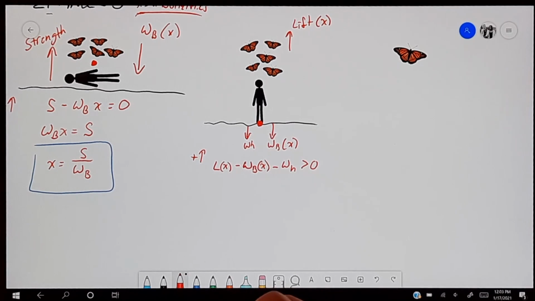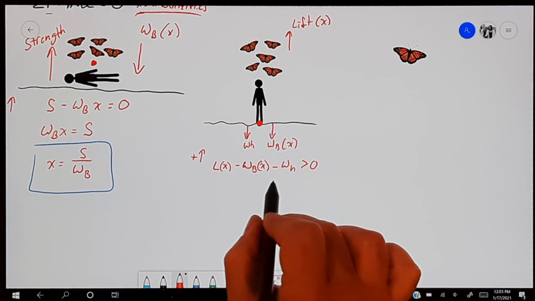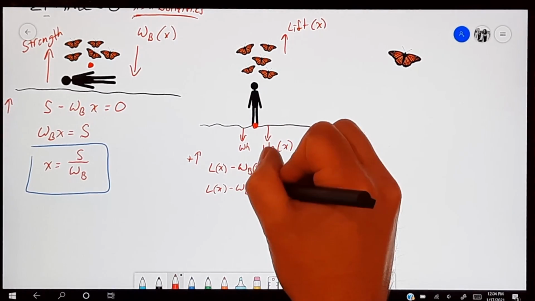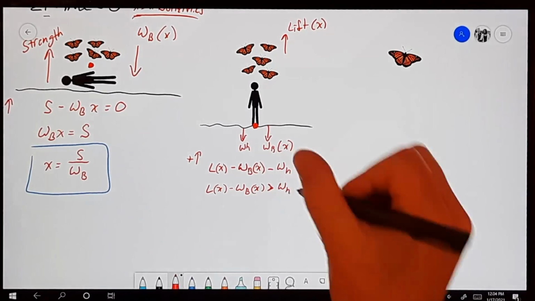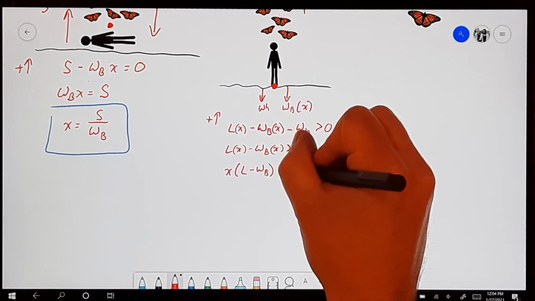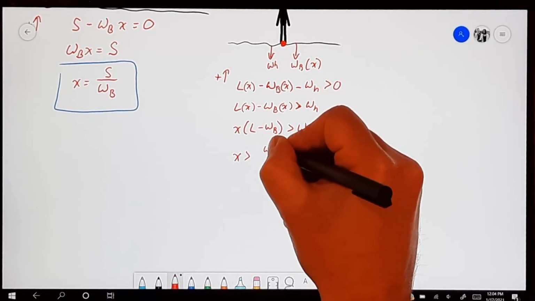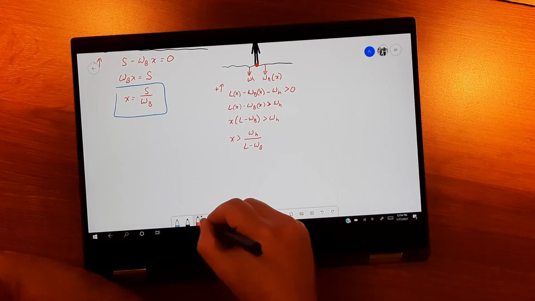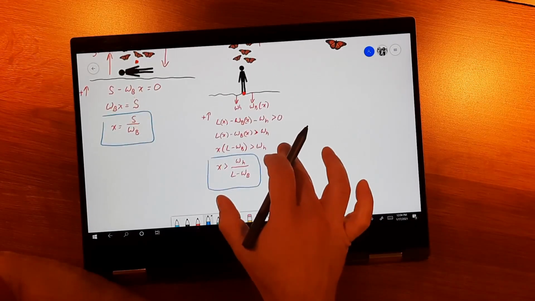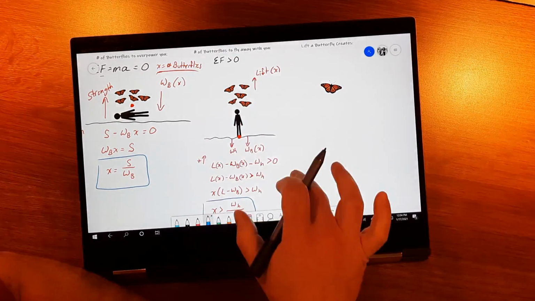And now we're going to put this being greater than 0. So again, if we take all this and we solve for x, then we're going to get the equation that we need to find the number of butterflies it takes to carry someone away. And that comes up to the number of butterflies must be greater than the weight of the human divided by the lift minus the weight of the butterflies.